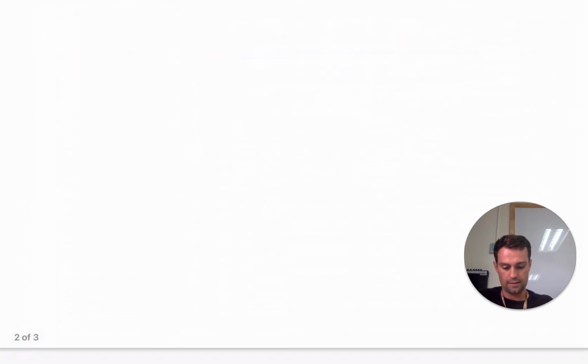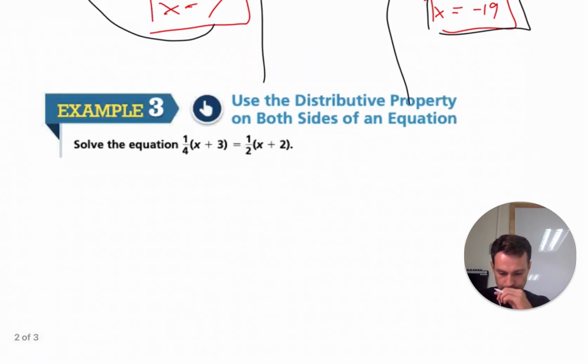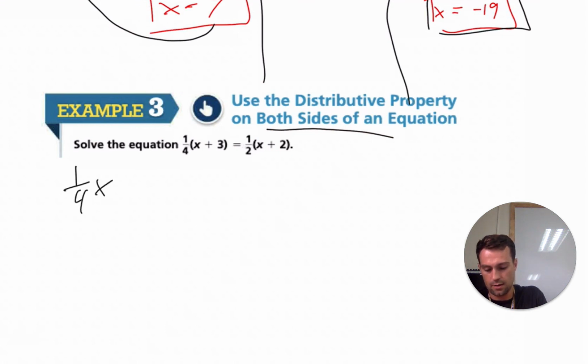All right, last question here. 1/4 x plus 3 equals 1/2 x plus 2. So we can distribute on both sides of the equation. 1/4 x plus 1/4 times 3 gives us 3/4 equals 1/2 x plus 1/2 times 2 is 1.